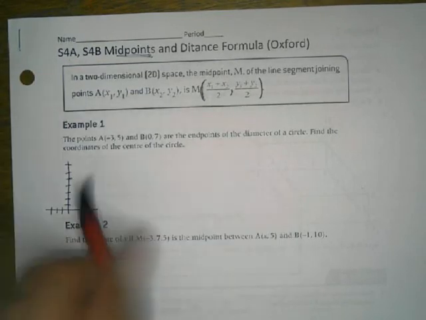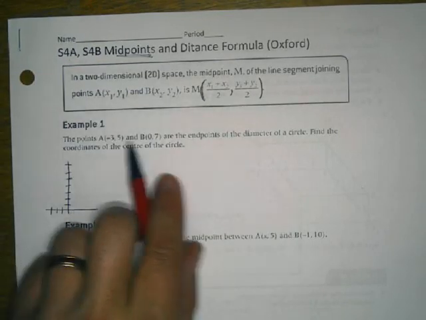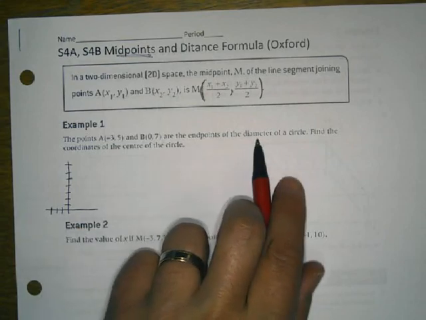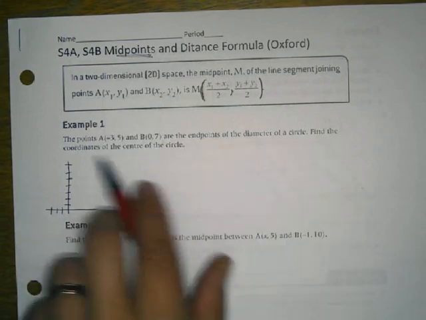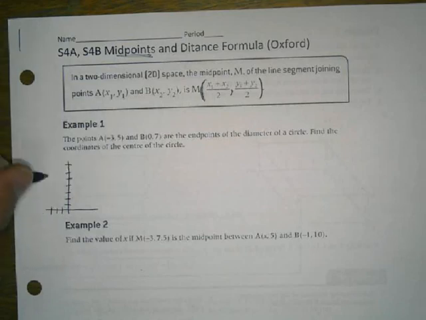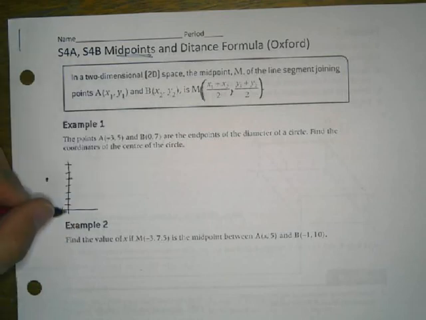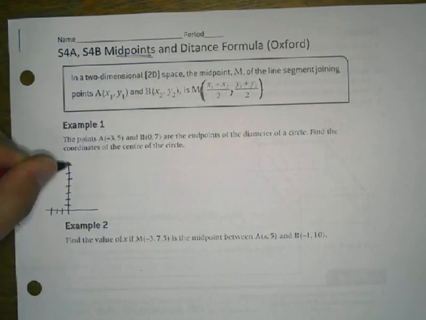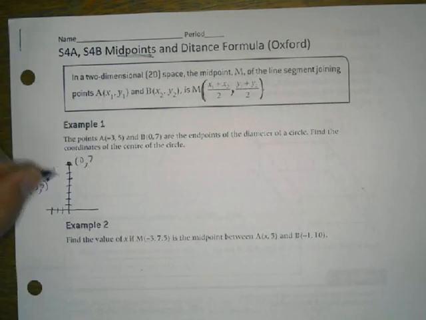So I've got 2 points on a circle. They're endpoints of the diameter of the circle. Find the coordinates of the center of the circle. So -3, 5 is right there. And 0, 7 is right there. And so just looking at the graph, you know the center is going to be somewhere in here, right?